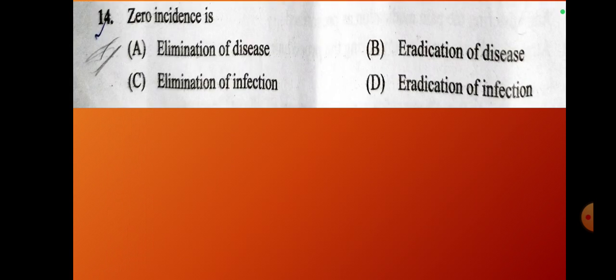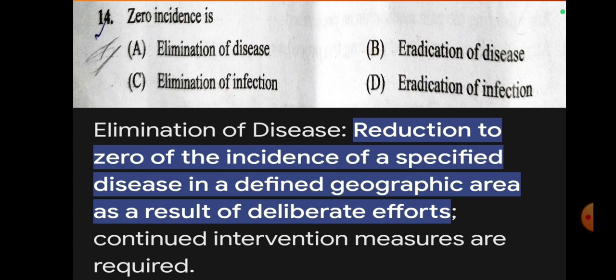The zero incidence is elimination of disease. Option A, elimination of disease. Option B, eradication of disease. Option C, elimination of infection. Option D, eradication of infection.